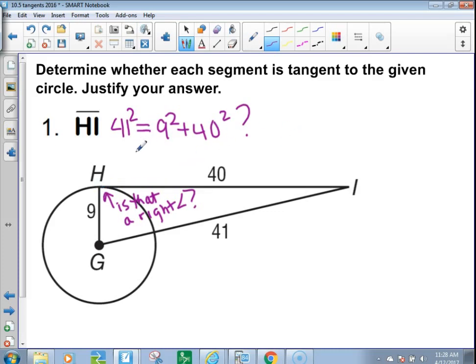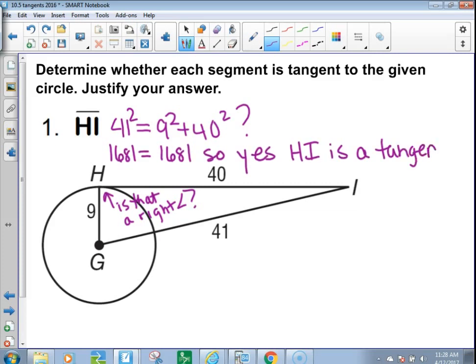So what is 41 squared? Is 9 squared plus 40 squared 1681? Okay, so that means, yes, HI is tangent. It is a tangent. That's what you just proved. It has to be perpendicular to HG if it's a tangent.